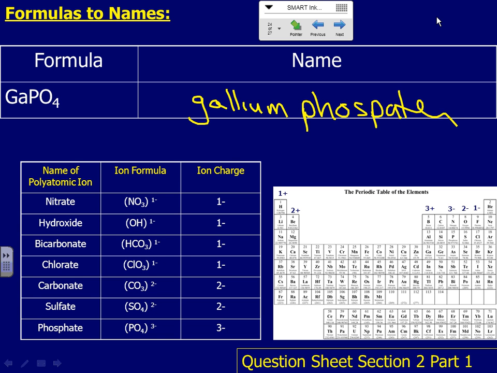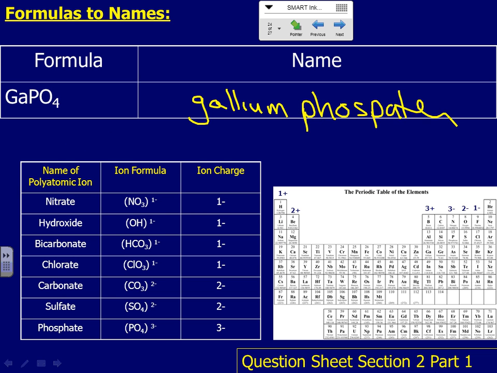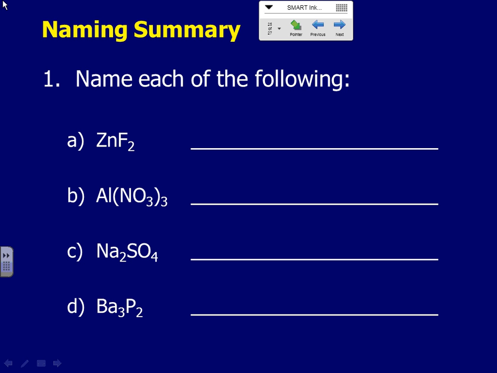Okay? All right? So now you'll notice at the bottom you can do section 2, part 1. In other words, you can do now the rest of the chart. But you know what? I want to do a little summary with you, and then I'm going to let you work, and then I'll come around. So let's do some examples where we are putting it all together. Sometimes we have to use ATE, sometimes we have to use IDE. So we're going to do a couple of slides where we're just practicing the naming.